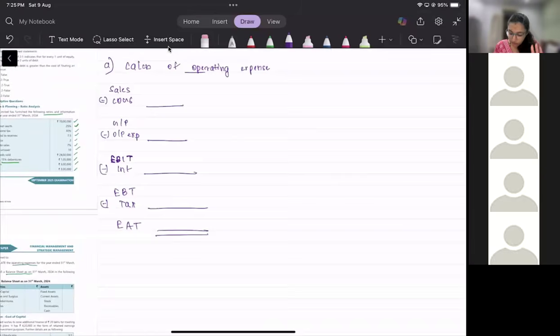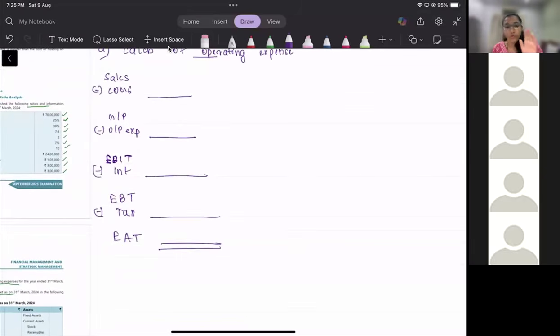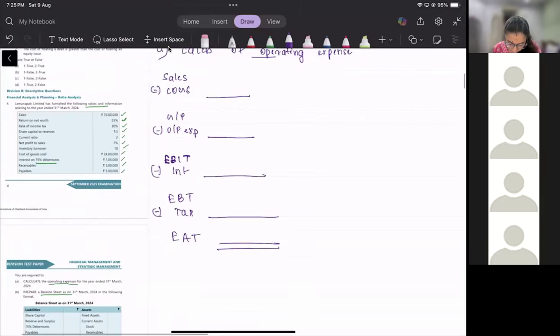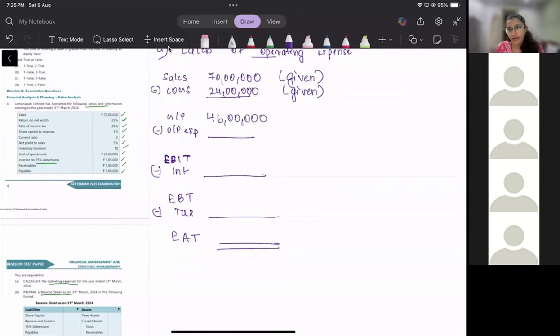So the first step is to write the format. And then first fill out whatever is given in the question. We are going to fill all those figures. Sales. Is it given in the question? Yes, sales is given, 70 lakh. In bracket, write it as given. Cost of goods sold. Is it given in the question? Yes, 24 lakh. So you can find the gross profit. You will get it as 46 lakh. Operating expense. Is it given in the question? No, that is what we are going to find out. So let's keep it there.